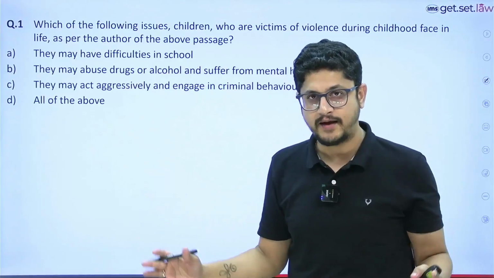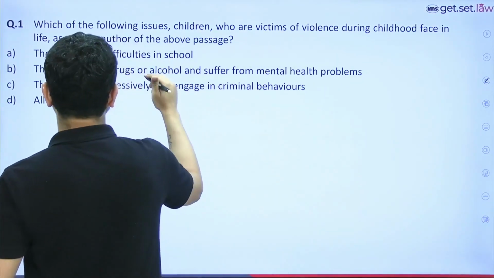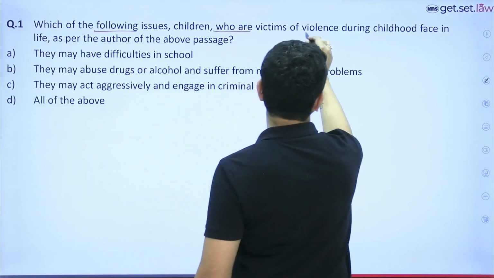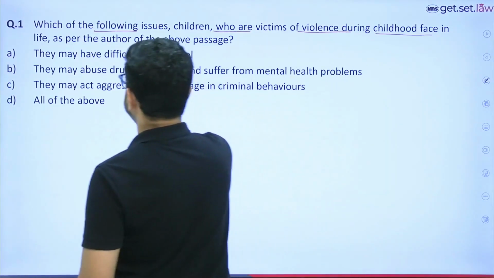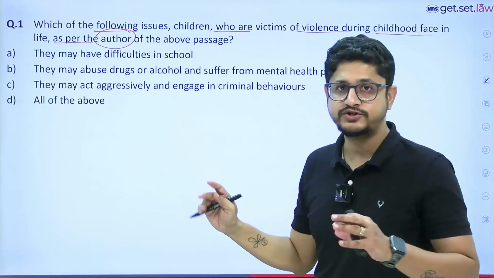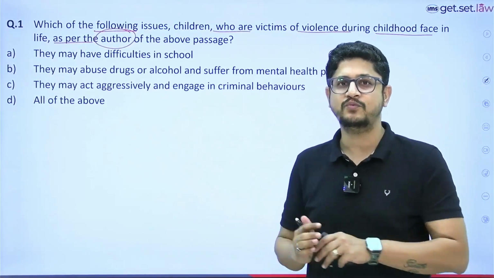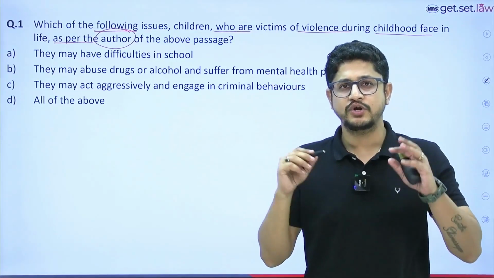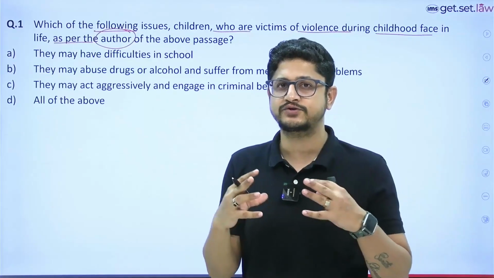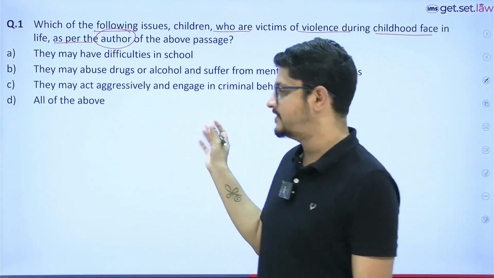So after reading the entire paragraph, you must have understood what all the meaning is. So let's move directly to the question. It says, which of the following issues do children who are victims of violence during childhood face in life as per the author of the passage? Now you see the first question which is being thrown at you, in legal reasoning, is related to what the author of the passage is talking about. So a lot of times, and in the past 2 years, CLAT has been playing this in the legal reasoning section also, what is the author asking, which majorly comes in your English and logical reasoning part.